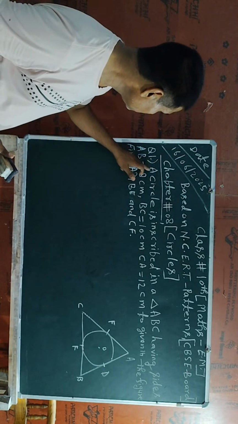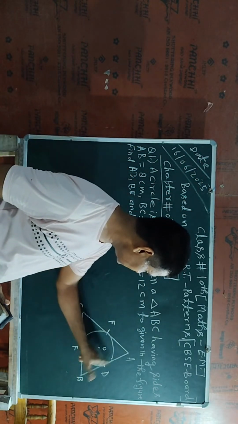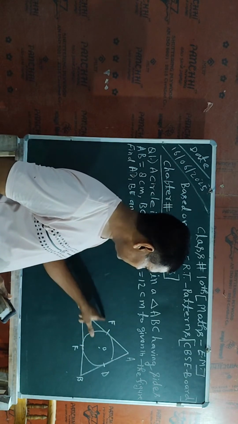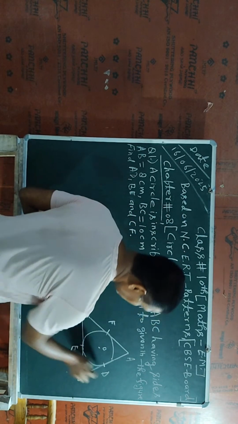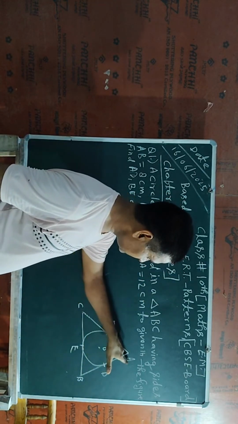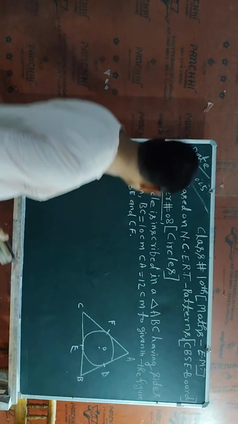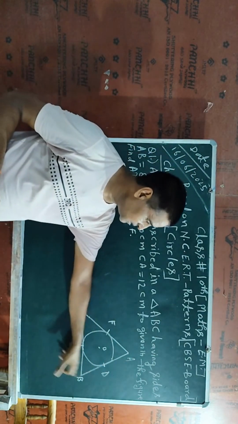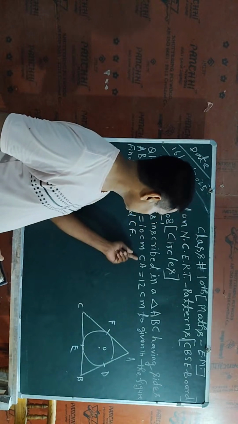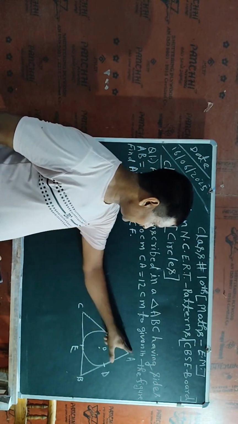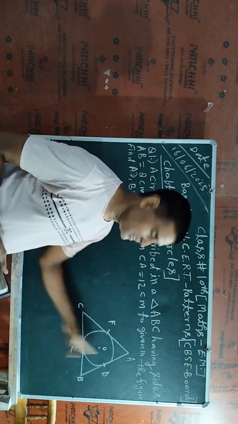Now, a circle is inscribed in a triangle ABC, with the points D, E, F. This is written here, having sides AB whose length is 8 cm, BC length is 10 cm, and CA length is 12 cm. The figure is already drawn here.